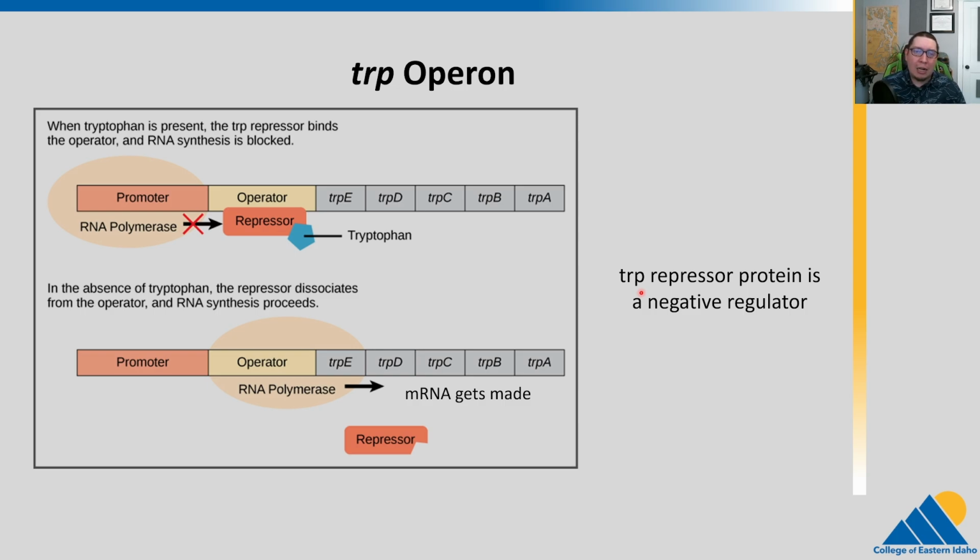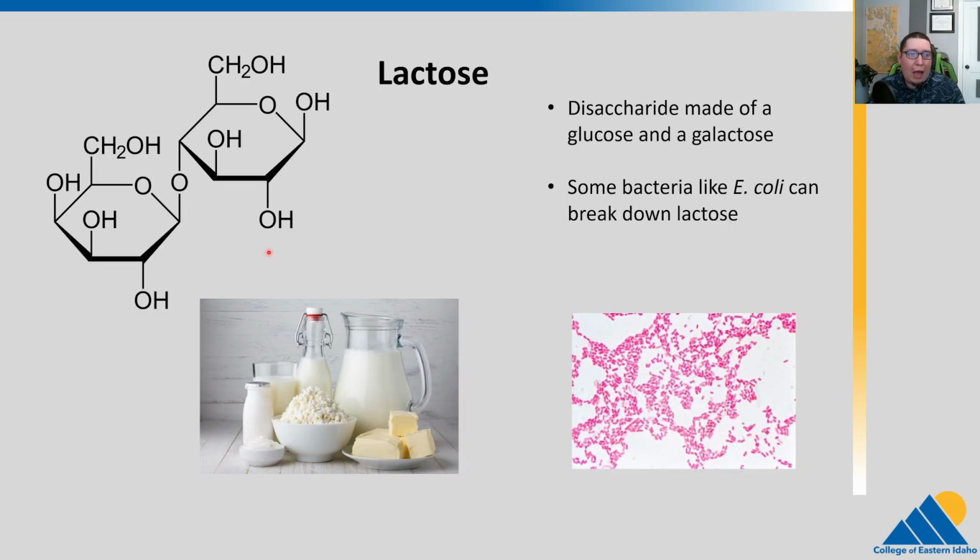Let's build a slightly more complicated example now. Okay, we have the sugar lactose. Lactose is the sugar that we find in milk. Lactose is a disaccharide made up of glucose and galactose.